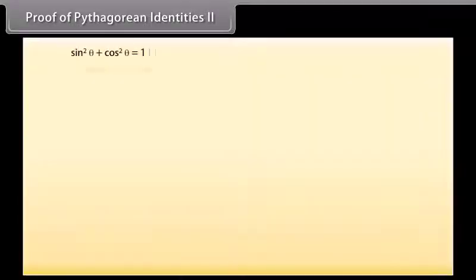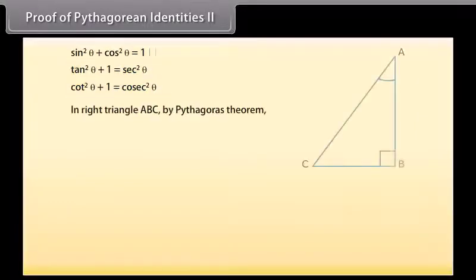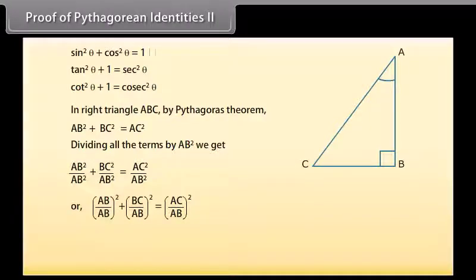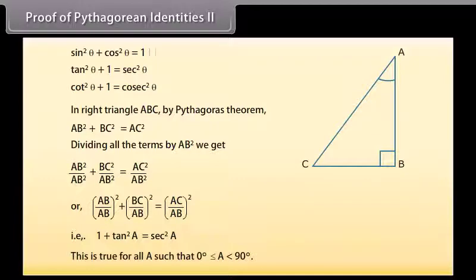Proof of Pythagorean identities 2. Similarly, we will prove these two identities. In right triangle ABC, by Pythagoras' theorem, AB square plus BC square is equal to AC square. Dividing all the terms by AB square, we can write it as (AB upon AB) whole square plus (BC upon AB) whole square equal to (AC upon AB) whole square. That is, 1 plus tan square A is equal to sec square A. This is true for all A such that 0 degree is smaller than or equal to A, which is smaller than 90 degree.